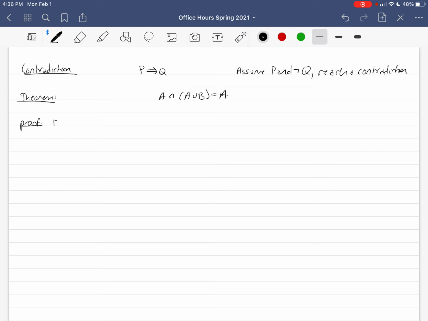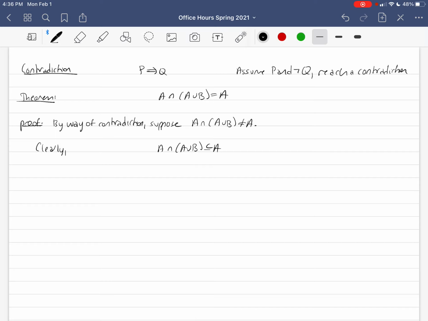All right, by way of contradiction, suppose A intersect A union B does not equal A. By the way, it is common practice to tell the reader what method of proof you are attempting with such a phrase like by way of contradiction. Now, clearly, A intersect A union B is a subset of A. Why? Because it's A intersect something, so everything in it had to be in A to begin with.